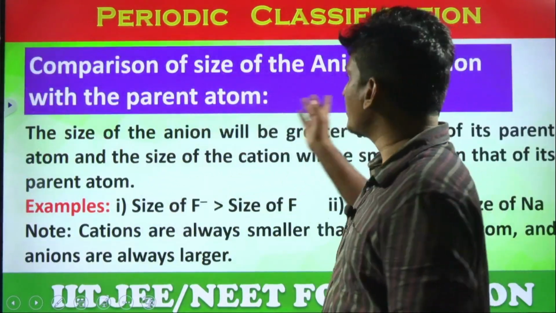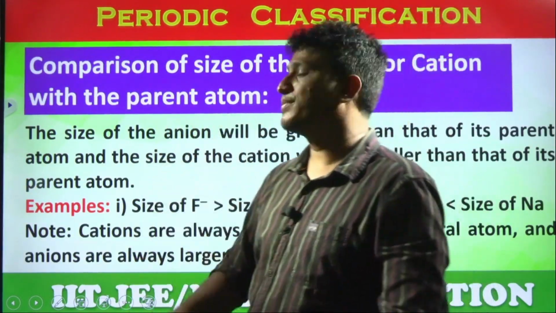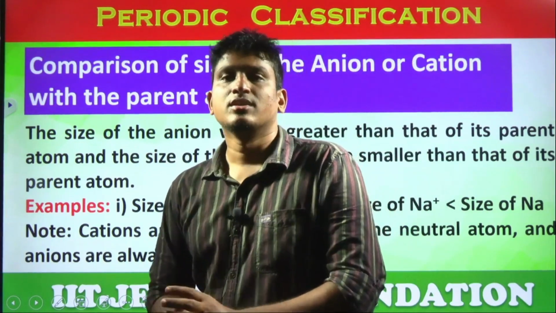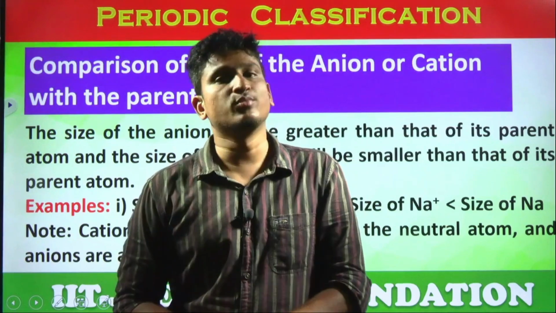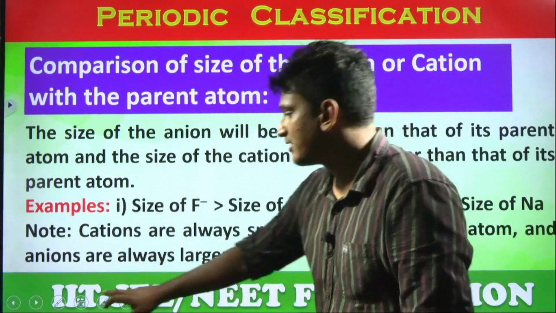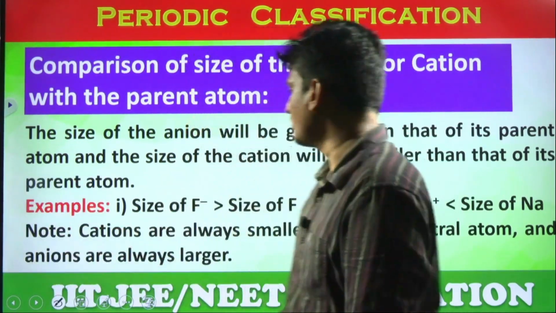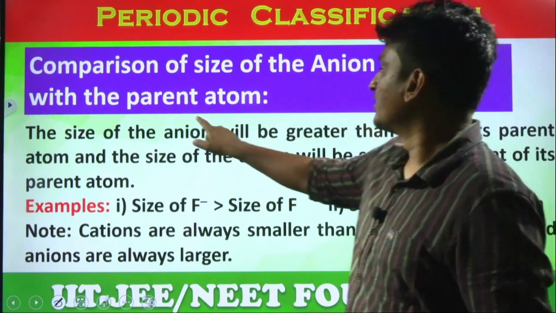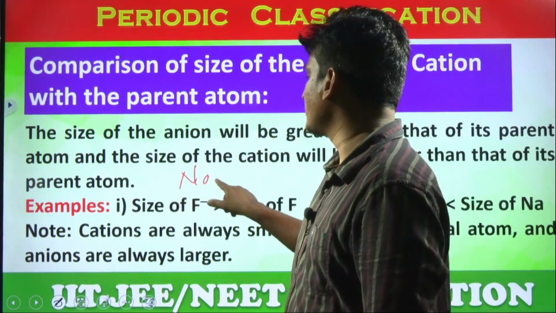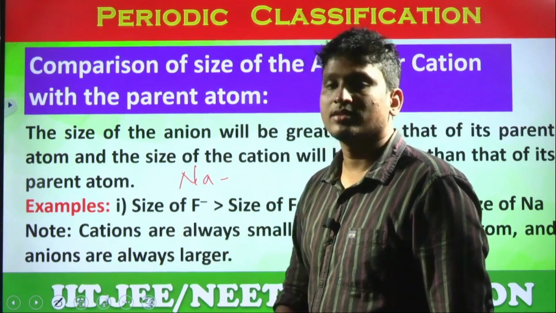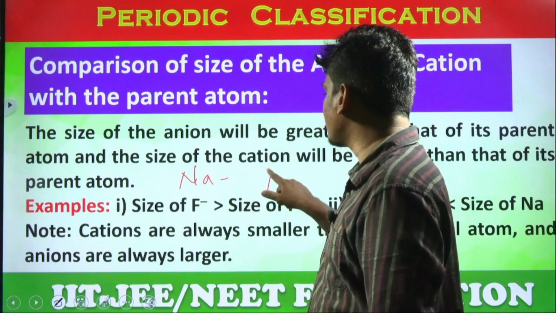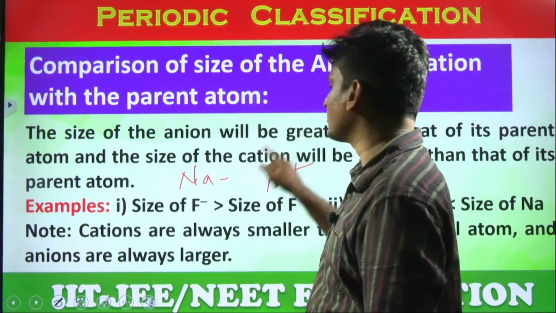Next, comparison of sizes of an anion or cation with the parent atom. Parent atom means sodium, sodium ion, chlorine, chloride ion. Which is more in size? Let us take sodium, students. Sodium atomic number is 11. Yes or no? It contains how many protons? 11 protons. How many electrons? 11 electrons. And let us take sodium ion, Na plus.